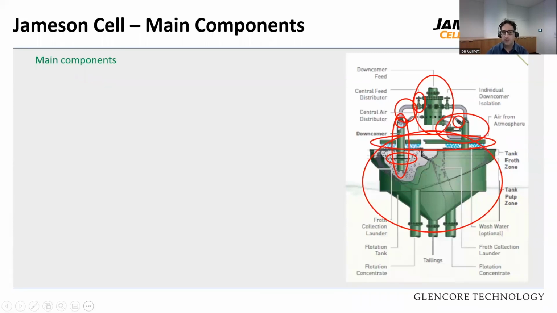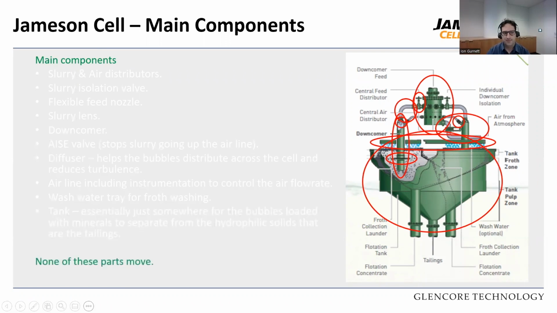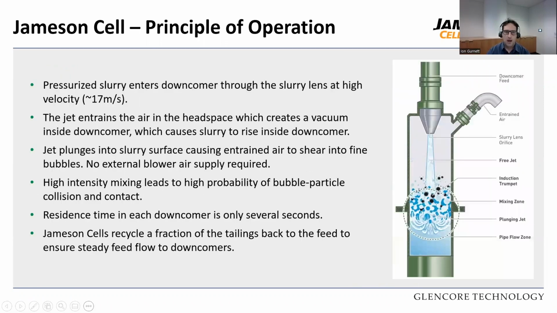Now, this is a Jameson cell here. Our main components are slurry and air distributors, slurry isolation valve. I'm going to skip these. The Jameson cell itself, I'll go through the whole cell in a little bit more detail, but the downcomer is probably the key defining factor. The downcomer is the magic of the Jameson cell.